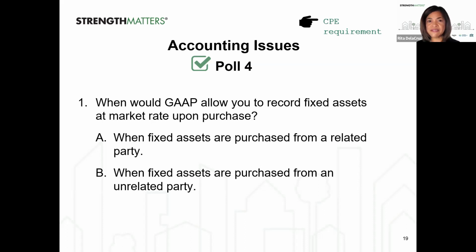We have the results. 71% of you think that it's when it is purchased from an unrelated party, and that's the official answer. When it's from an unrelated party, then you could record it at fair value. Yeah. So why is that?